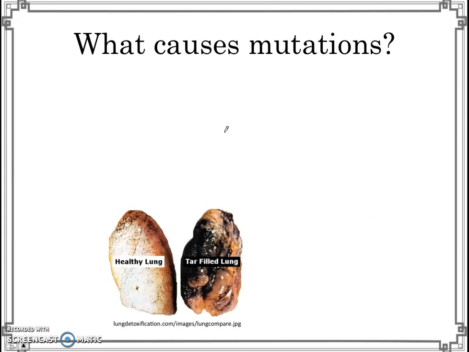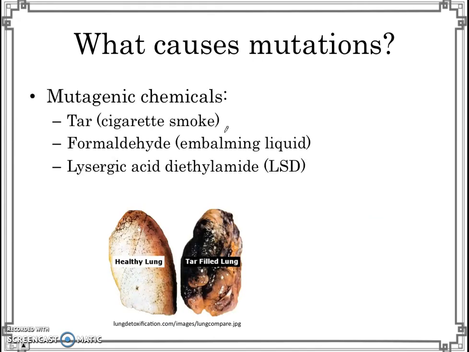Another kind of mutagen is mutagenic chemicals. For example, tar in cigarette smoke. We've seen how this can lead to an increased risk of lung cancer. And then there's formaldehyde, which is a liquid used to preserve biological things like those brains in jars, and some drugs like LSD. So exposure to these chemicals might lead to more mutation.